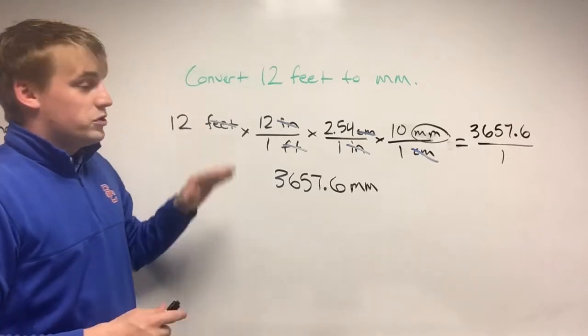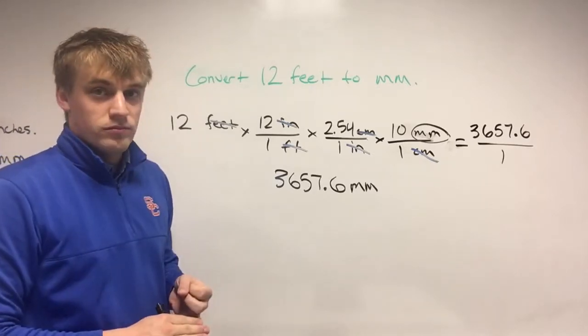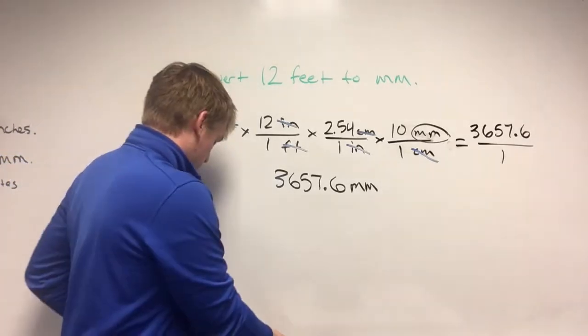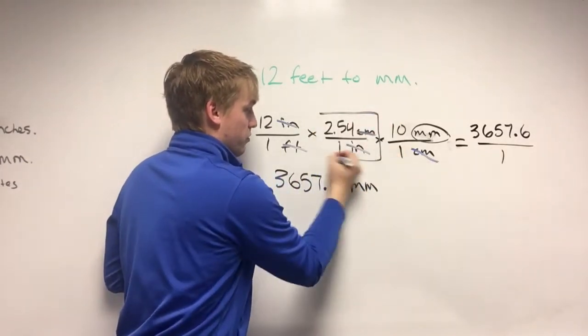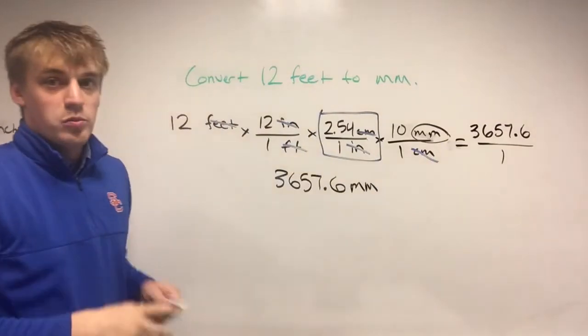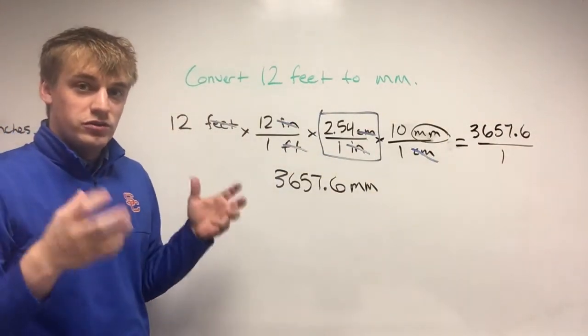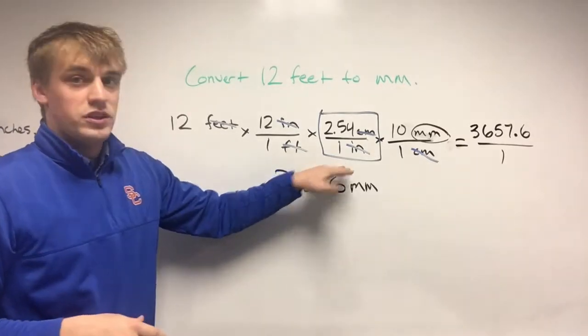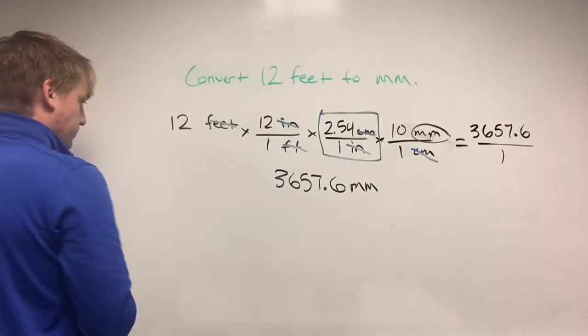Okay, so this is when you go between the customary system and the metric system. So this conversion right here, 2.54 centimeters in 1 inch, is very important. Anytime you see a conversion that goes between the two systems, you know you're going to have to use this. Okay? All right, let's try one more.